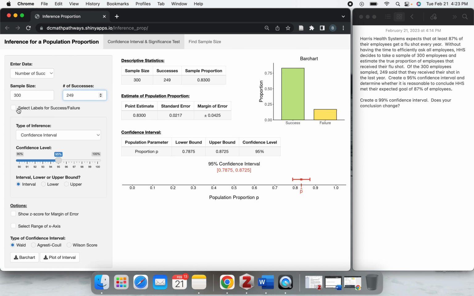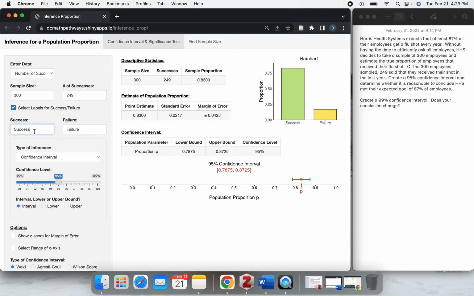And I'm going to name these just so we know what we're talking about here. In this case, the success means they got their flu shot, and the failure means that they did not get the flu shot. So you can see over here that we have the amount of people who got the flu shot, the amount of people that did not, and it'll give us our point estimate. So our point estimate is that 249 divided by 300 will give us 0.83.